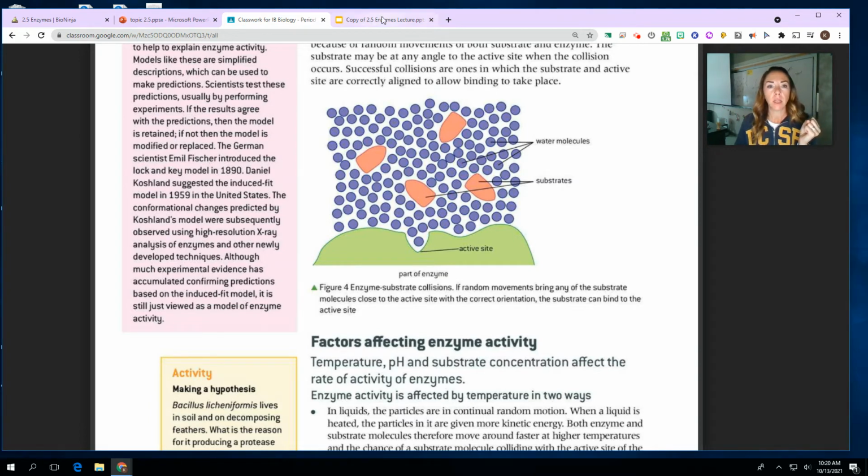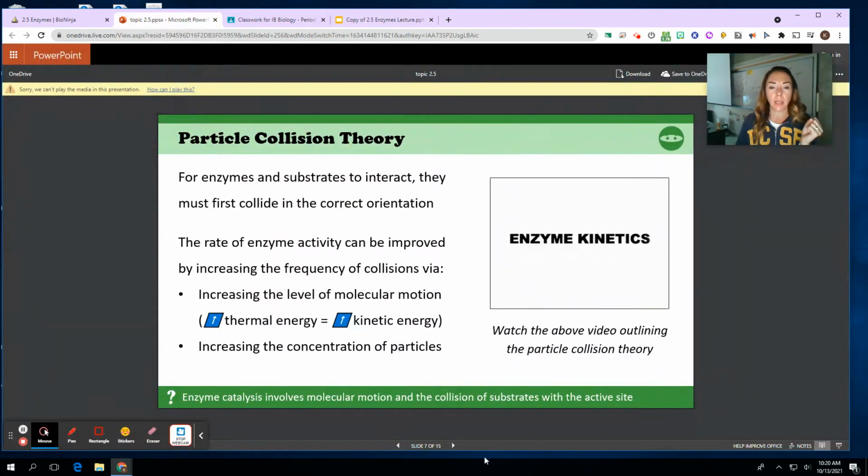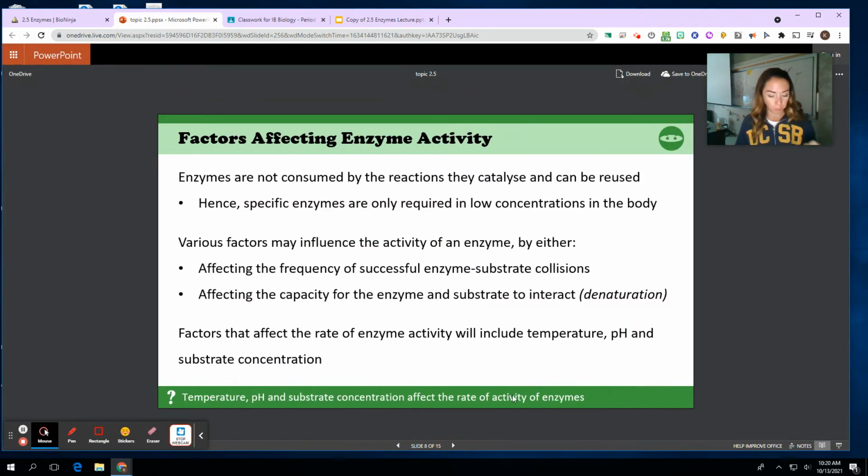Okay. All right. So now let's look at some factors that increase or decrease enzyme activity. Because that enzyme is not consumed, right? It just stays there. That enzyme doesn't change. We can actually reuse them over and over and over. And so if I have the enzyme at low concentration in the body, and a high concentration of the substrate, that enzyme is not used up. So it's going to keep reacting and reacting and reacting.